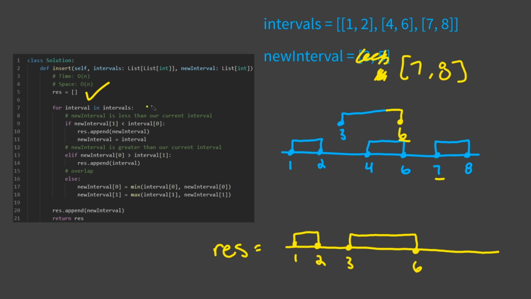So now we're done going through every interval in our list here. So this for loop is done. And now we just append our new interval, which has been updated to 7 and 8. So our number line is going to include 7 and 8. And at the end, we just return our result array, which is this. This has the new interval merged together without any overlap.